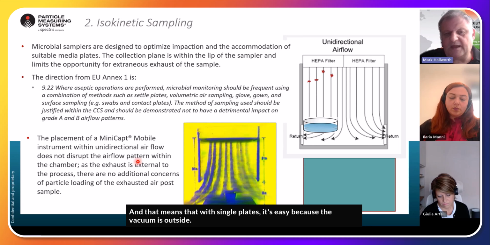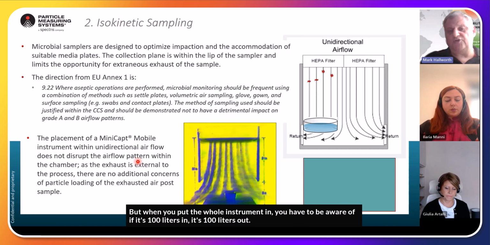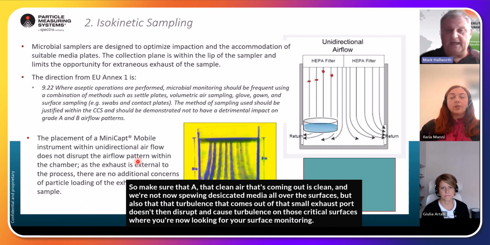airflow pattern. And that means that with single plates, it's easy because the vacuum is outside. But when you put the whole instrument in, you have to be aware of, if it's 100 liters in, it's 100 liters out. To make sure that that clean air that's coming out is clean, and we're not now spewing desiccated media all over the surfaces, but also that turbulence that comes out of that small exhaust port doesn't then disrupt and cause turbulence on those critical surfaces where you're now looking for your surface monitoring.